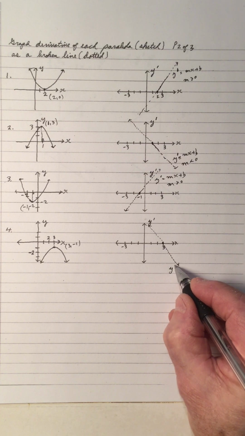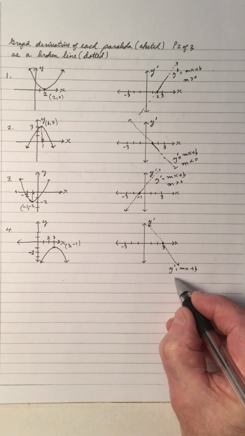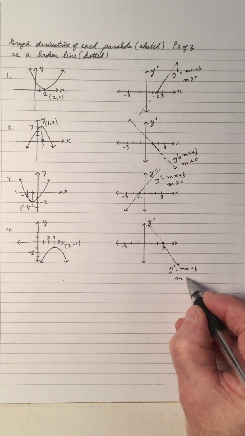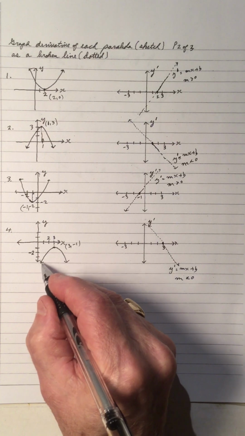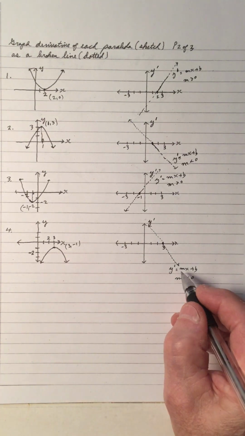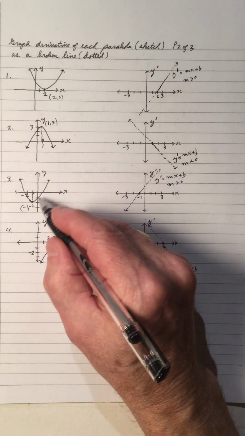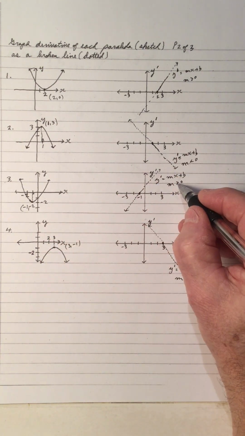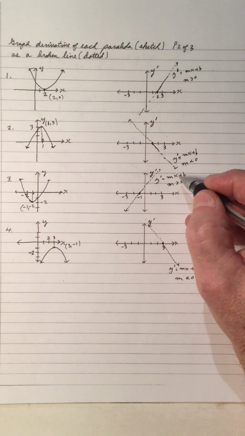So y prime equals mx plus b. So m here is less than 0. Notice that the parabola is going downward, so the slope is, again, negative. And this parabola is going upward, so the slope is greater than 0, positive. Notice the direction of opening is the slope.